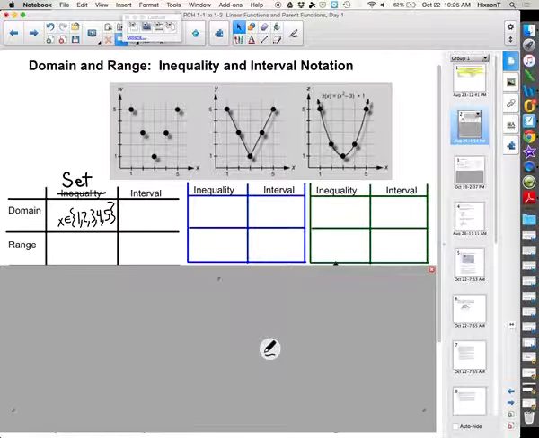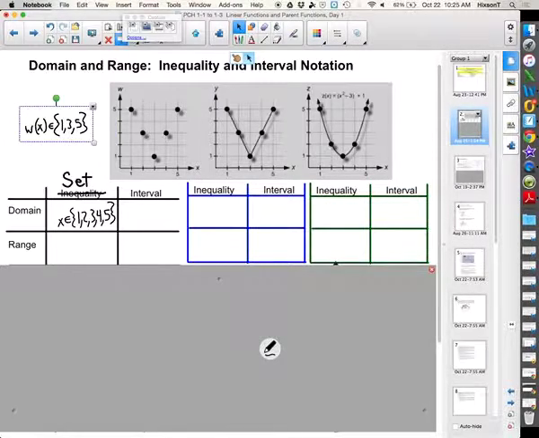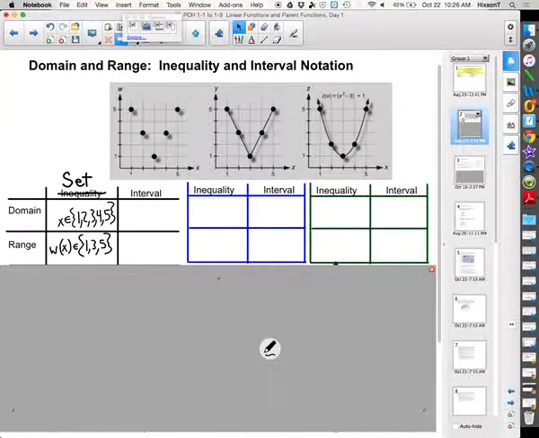Now, our range also will have to be put in as a set, and the value of w of x can only equal 3 different things. All right, so we could say w of x is an element of the set 1, 3, and 5. Okay? So we have there some set notation to identify our domain and range. Okay?